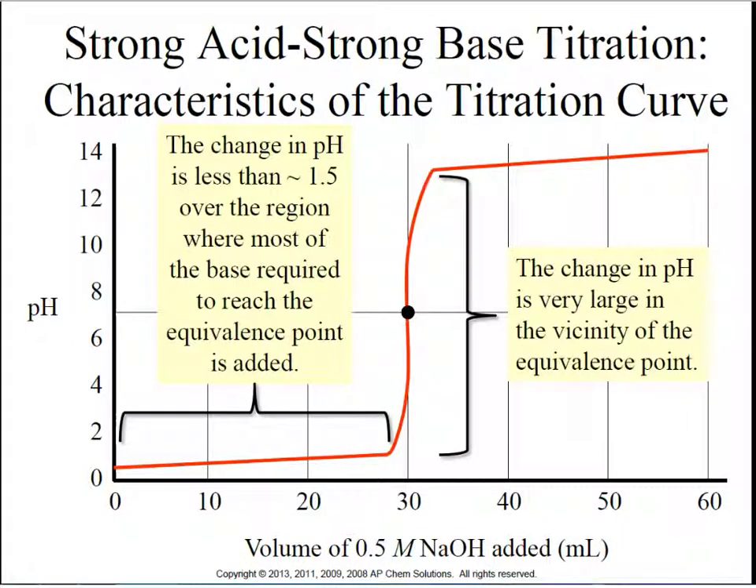And just to give you an idea, this change right here isn't any more than about 1.5 in pH. And then suddenly right here, it jumps all the way up to the basic range. So the change in pH is very, very large in the vicinity of the equivalence point. So once we get there, it just shoots up. That's why we've got to be very, very steady and careful with a titration.